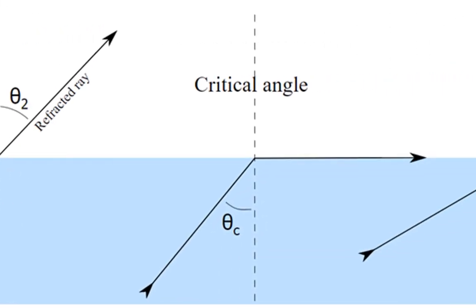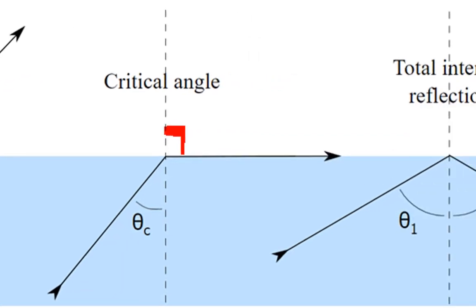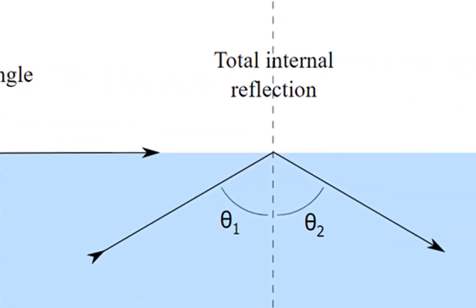But at critical angle, that refraction away from the normal is so great that the light is refracted at 90 degrees to the normal. In other words, it's refracted such that it travels along the boundary between the two media. And if you increase the angle of incidence a little more than critical angle, light can no longer enter the second medium and total internal reflection occurs.